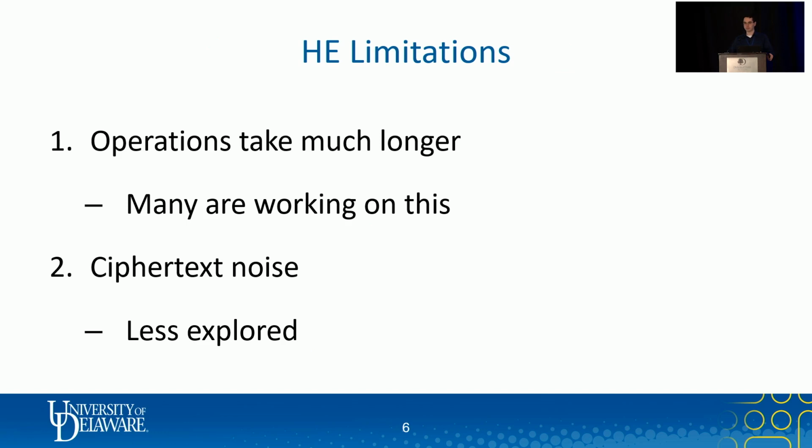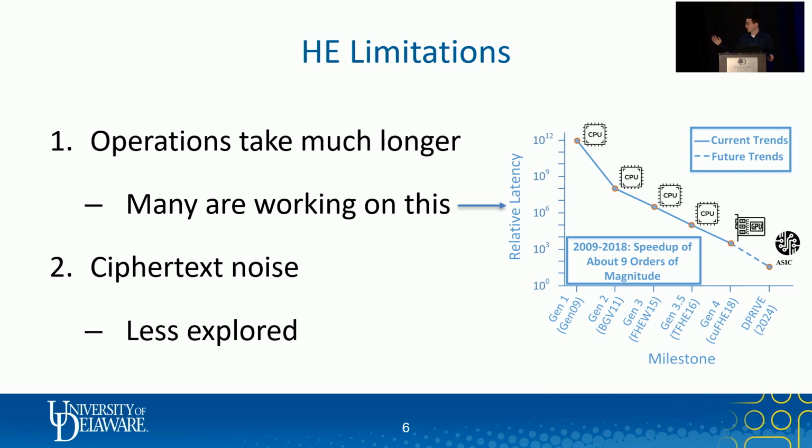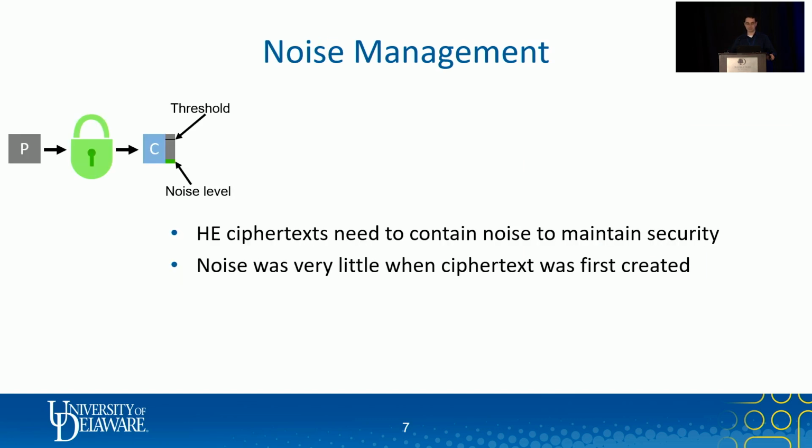So it is great for security, but there are a few limitations for HE at the moment. The primary one is that operations take much longer in the encrypted domain than in the unencrypted domain. But the good news is a lot of people have been working on this. What this graph shows is that over time, the relative latency of homomorphic operations has been decreasing, mostly through algorithmic improvements, but more recently with some hardware acceleration. So instead, what we decided to focus on is the issue of ciphertext noise, which I will explain next.